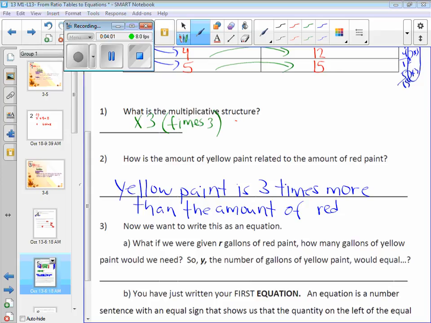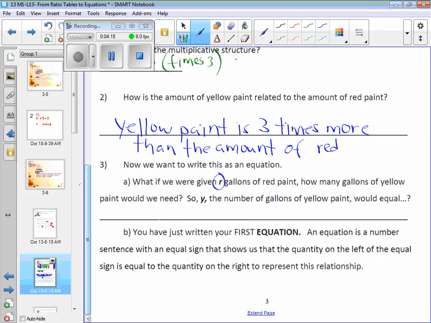What if we're given an amount of red paint that we're just going to call R? We're giving it the variable labeled R. That's listed here. How many gallons of yellow paint would we need? So in essence, what I'm asking you is the amount of yellow would equal what in R? That's the lead.